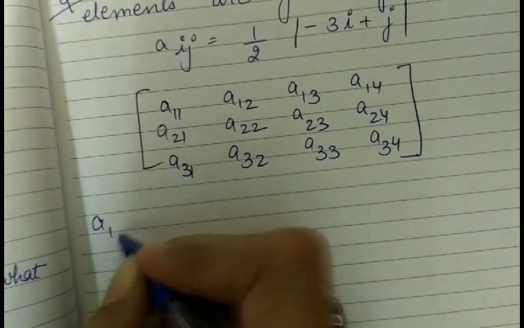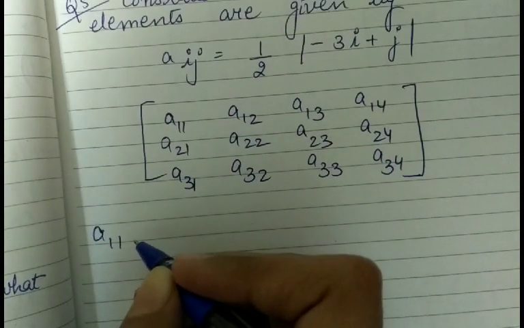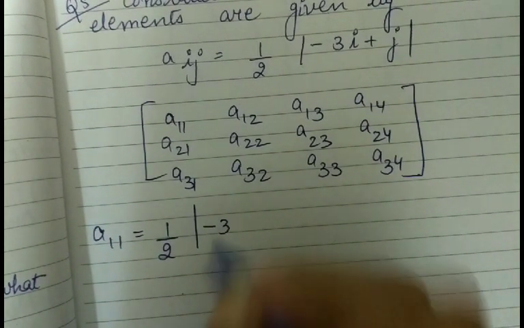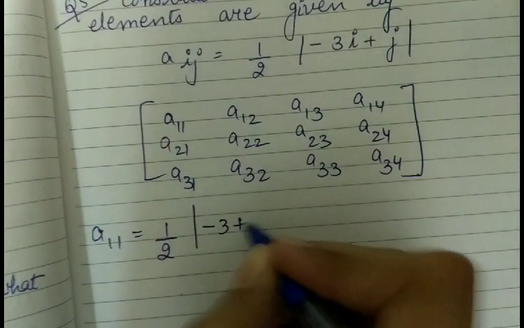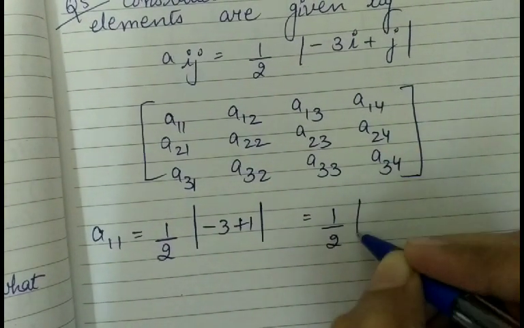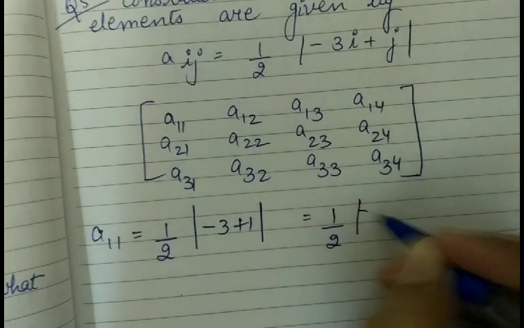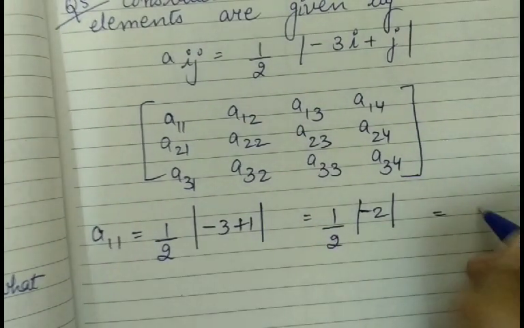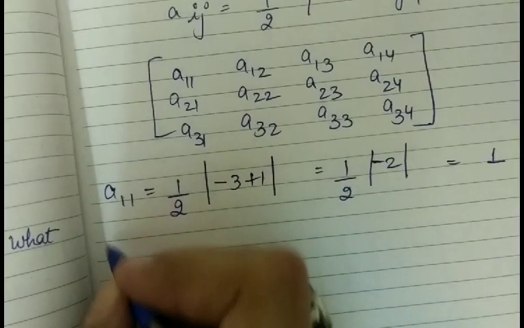A11, I will also be equals to 1 and j is also equals to 1. Half of minus 3 into 1, minus 3 plus 1. Half of minus 3 plus 1, minus 2. When we open the mod, it will become positive. So answer will be 1.